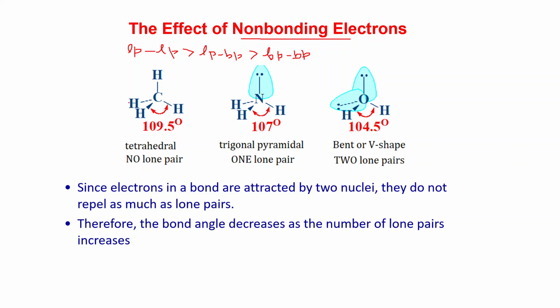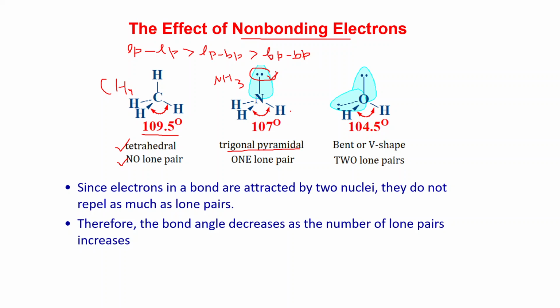Okay, now let us see what is the effect of these lone pair of electrons on bond angle. This is CH4. Okay, no lone pair of electrons are there. Geometry is tetrahedral and bond angle is 109.5 degree. In case of NH3, there is one lone pair of electron. Okay, total number of electron pairs are 4, and these 4 electron pairs are arranged in tetrahedral manner, but due to the presence of this lone pair of electron, geometry becomes trigonal pyramidal.